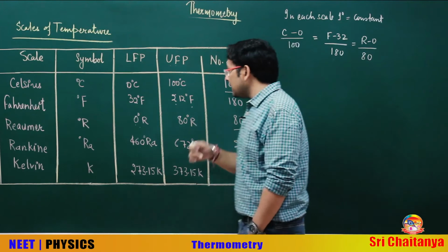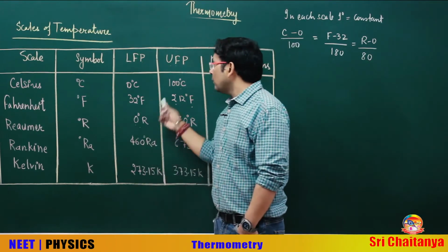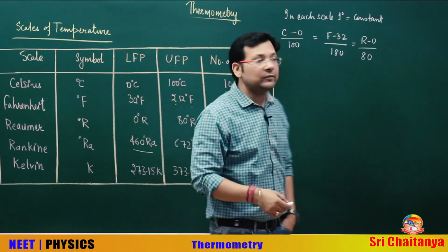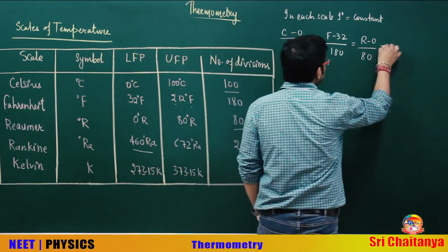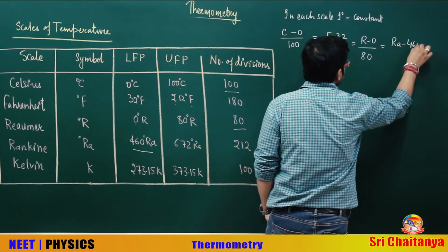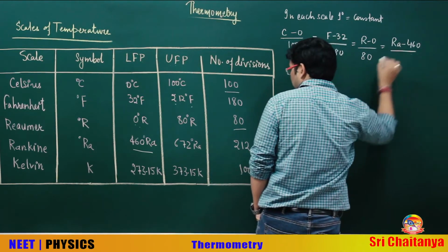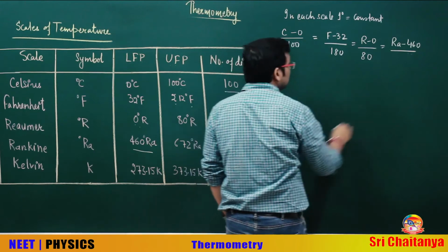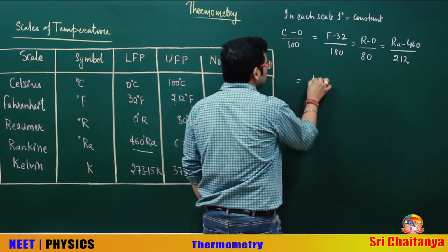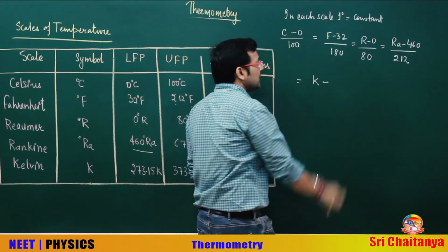Again, in Rankine, what is the temperature? LFP is 460. What will you write? You will write Rankine, say RA minus 460. And what is the number of divisions there? 212. Similarly, when you come to Kelvin, what is the LFP in Kelvin?